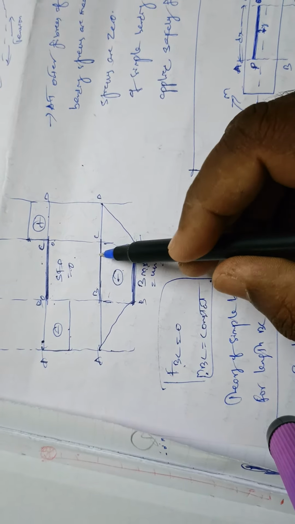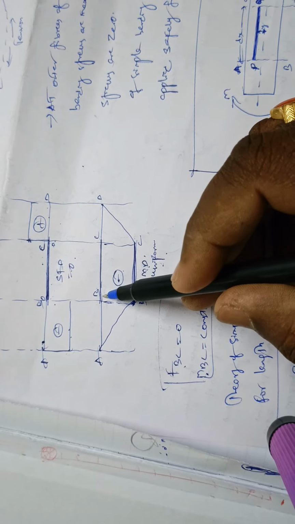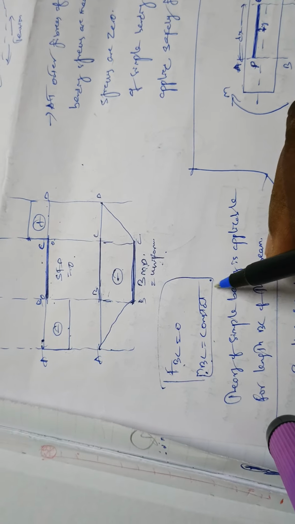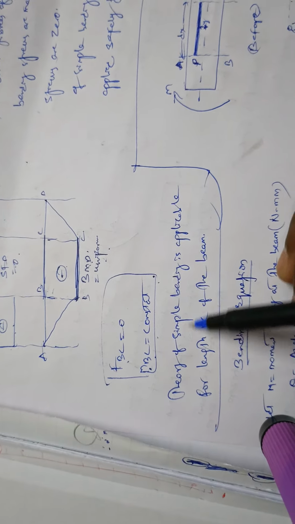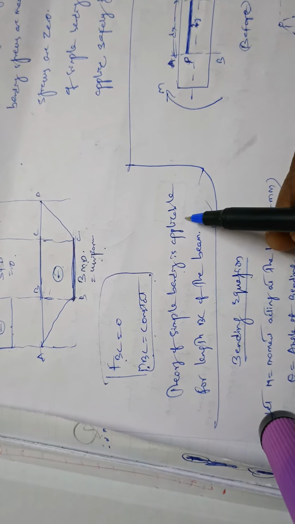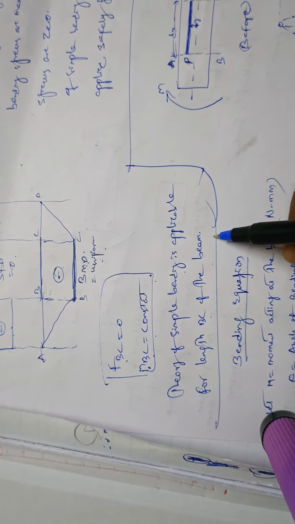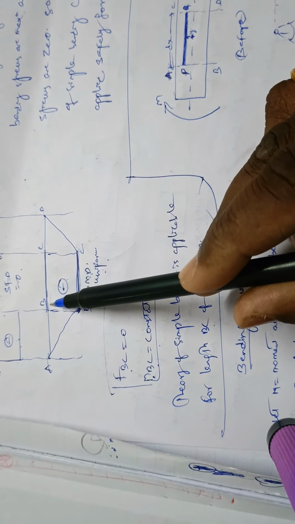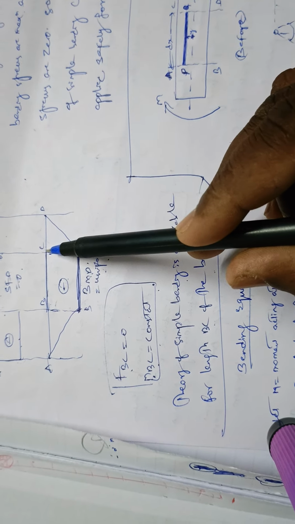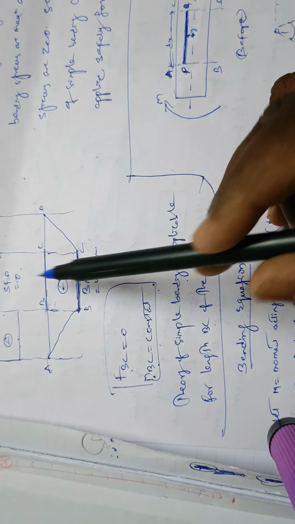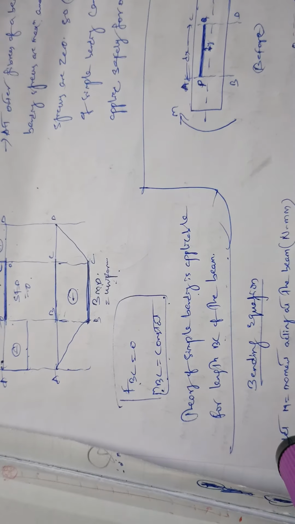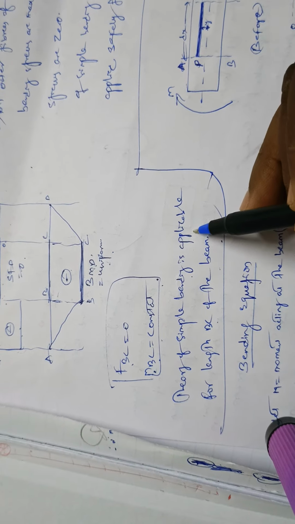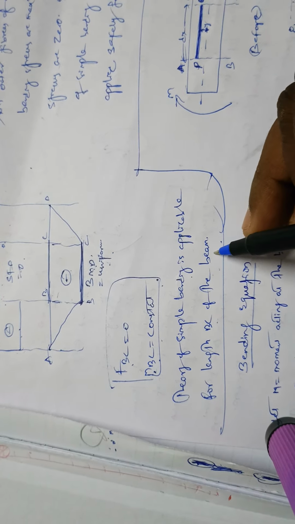And MBC means nothing but moments. Okay, the moment MBC is constant or uniform. So that is nothing but the theory of simple bending is applicable for length BC of the beam. Okay, so the theory of simple bending is applicable only in the BC length, because it states that shear force is 0. So here the theory of simple bending is applicable for the length BC of the beam.